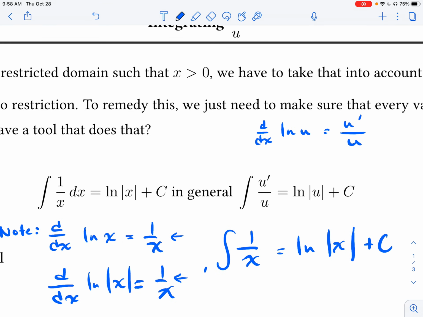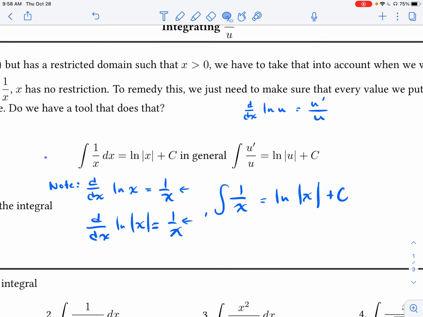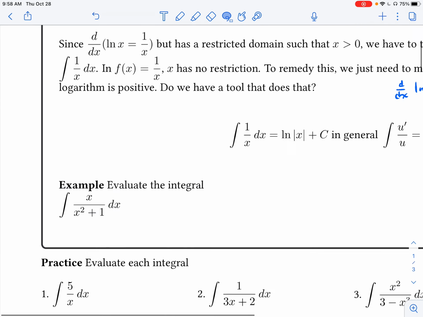So really we are just making sure that when we're integrating, we work in and build in that natural domain restriction of the natural log of x, where we're only considering the absolute value of our argument. Okay, so let's do an example of something like this. Let me clear this out of the way so we have some space to work with. Let's do a quick example.